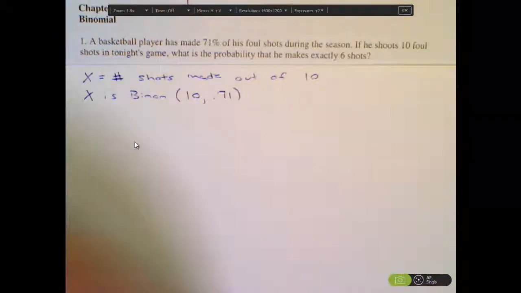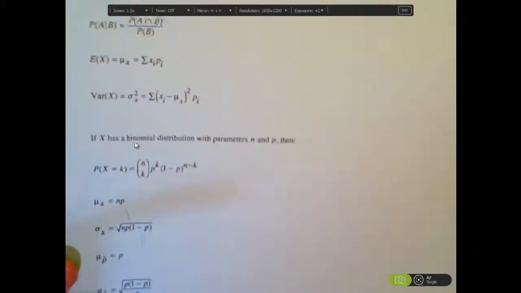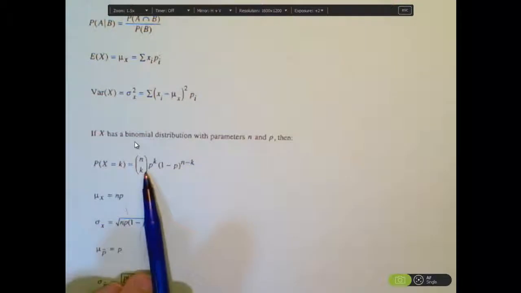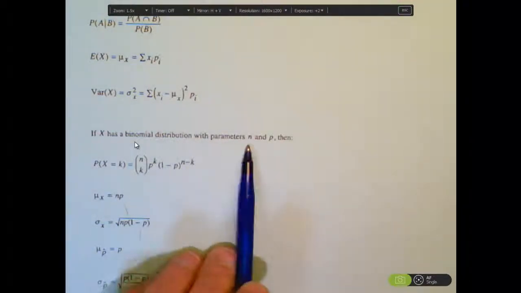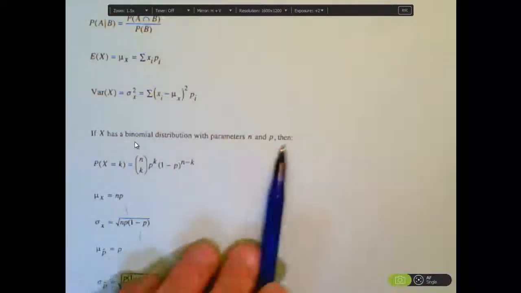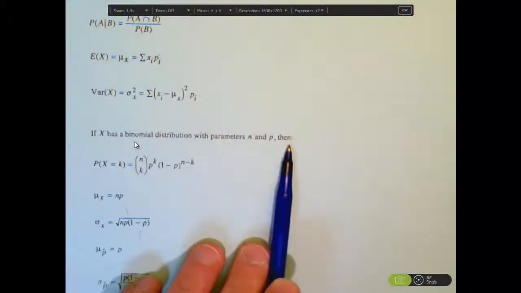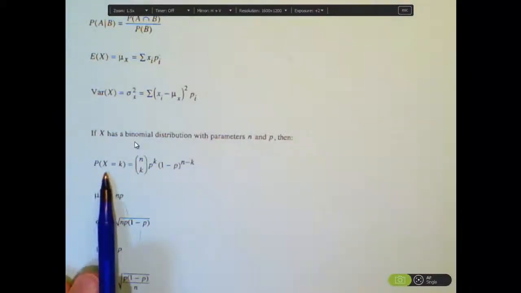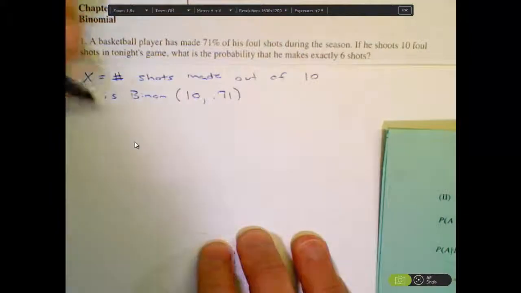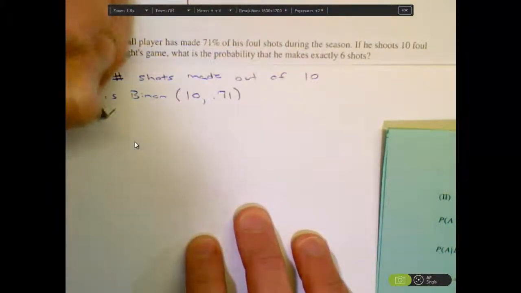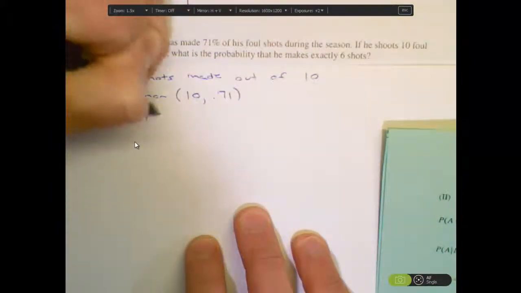Okay, so what's the probability he makes exactly 6? I need to understand that these formulas are on my formula sheet. X has a binomial probability distribution with parameters n and p. If you forget, it tells you there's two parameters right here. So I'm going to be using this formula. It's the probability, in this case, that x equals 6. So I have the probability that x is equal to 6.